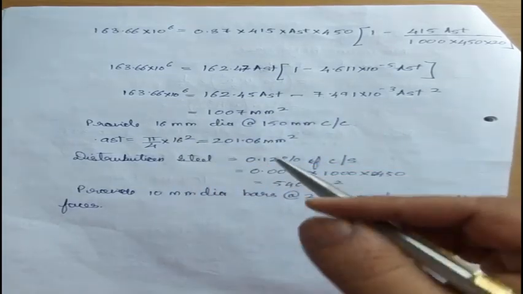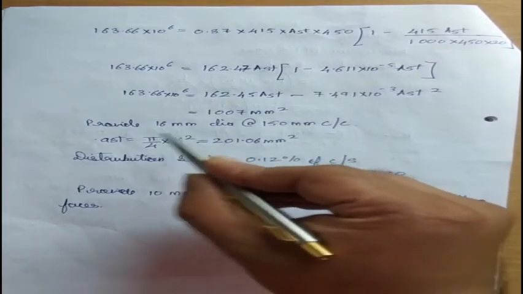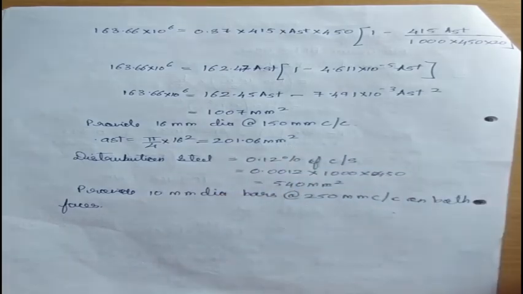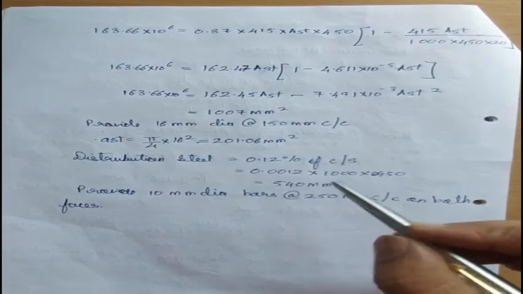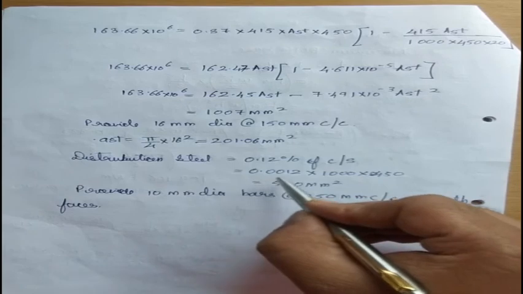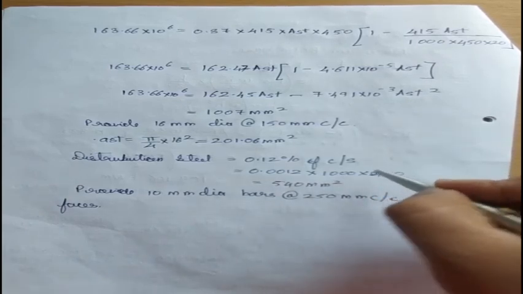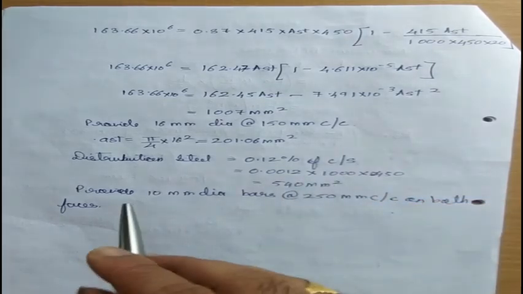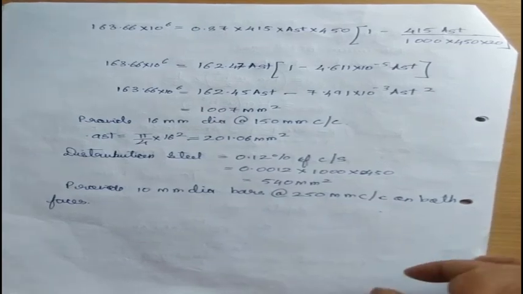So, providing 16 mm diameter bars at 150 mm center to center spacing. For a 16 mm diameter bar, a single Ast will be pi by 4 into d square, which is 201.06. Distribution steel is 0.12% of the cross section, that is 0.0012 into b into d, taking 1000 and the depth as 0.45, maximum, and we get 540 mm square. So, providing 10 mm diameter bars at 250 mm center to center on both the faces.